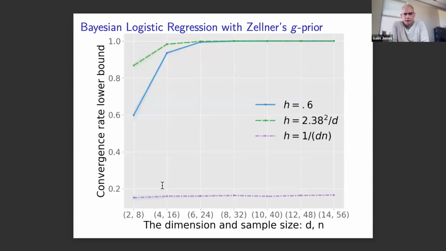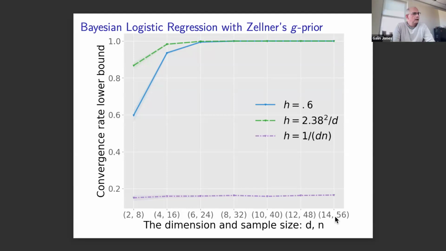So instead of thinking about the formula, it might be helpful to look at a graph. I'm going to show you on the vertical axis the convergence rate lower bound. On the horizontal axis, we have the dimension and sample size increasing from a dimension of 2, sample size of 8, up to a dimension of 14, sample size of 56.